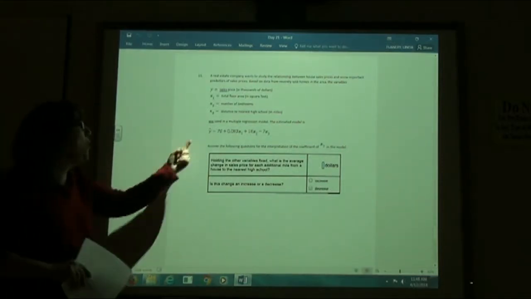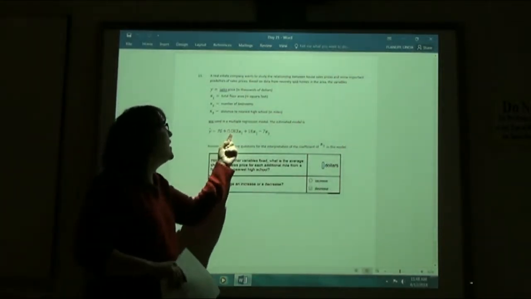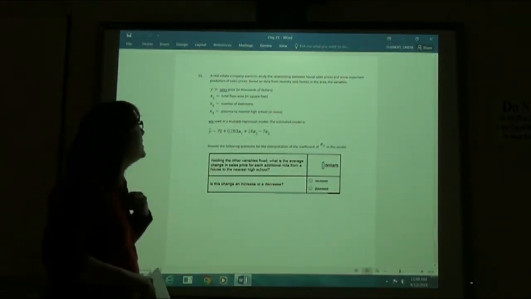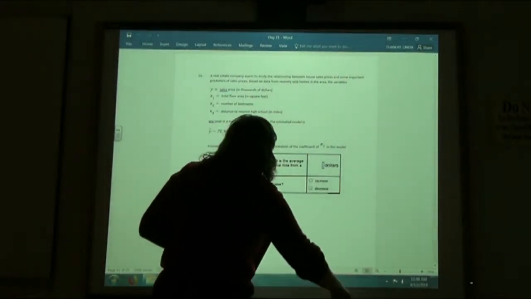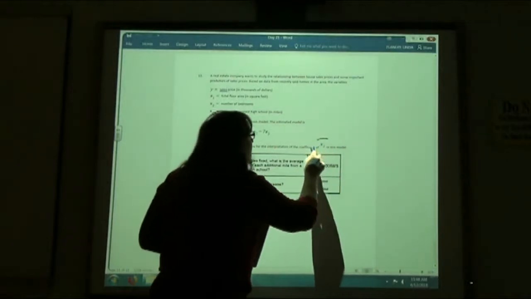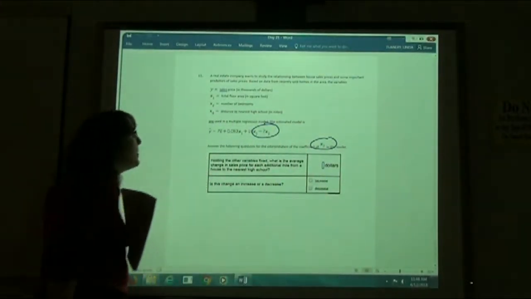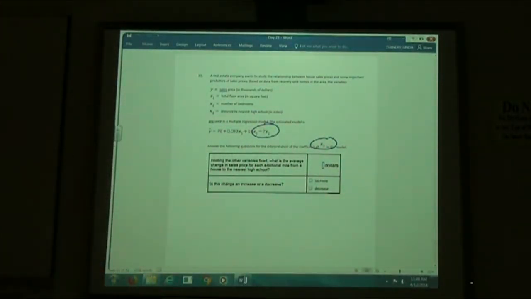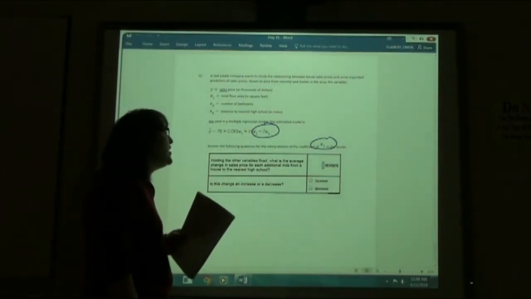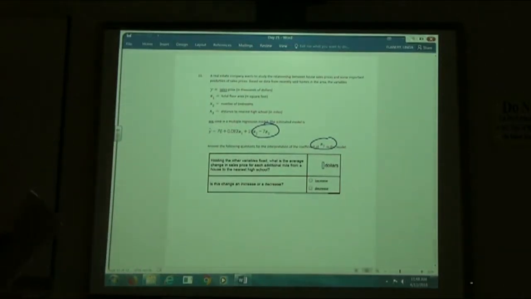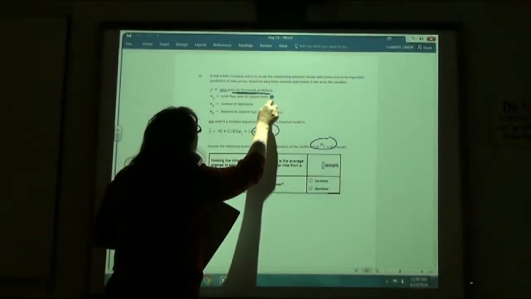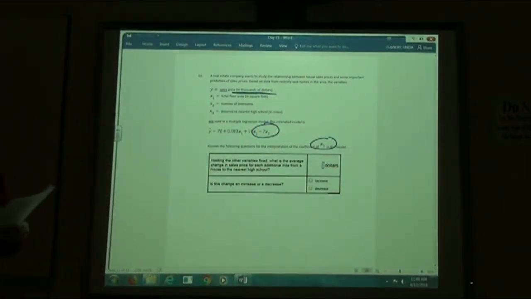The model estimates that y hat is equal to 76 plus 0.083 times x sub 1 plus 18 times x sub 2 minus 7 times x sub 3. Answer the following questions for the interpretation of my x sub 3 in this model. There's my x sub 3. Holding other variables fixed, what is the average change in sale price for each additional mile from the house to the nearest high school? So my sell price, I have to remember up here, is in thousands of dollars.